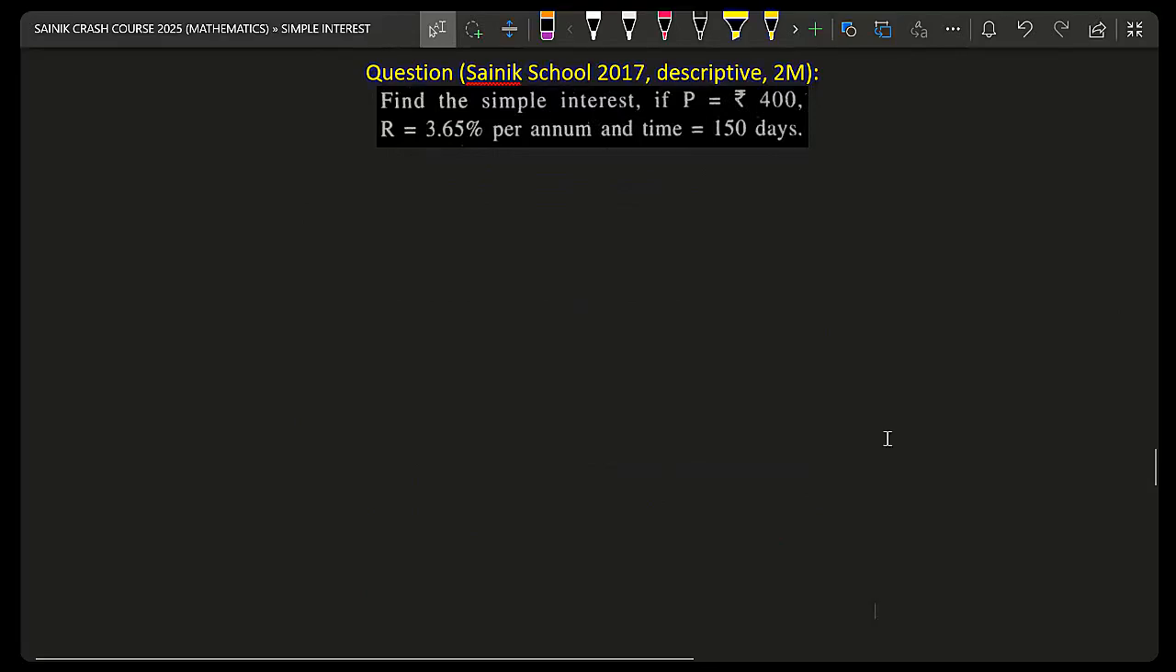Shriyansh, read the question. Find the simple interest if P is equal to 400, R is equal to 3.65% per annum, and time is equal to 150 days.